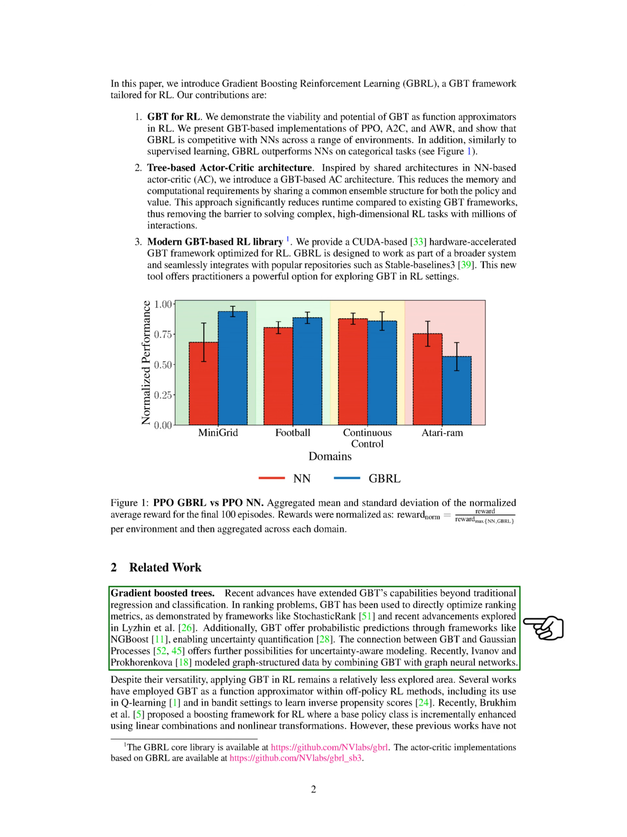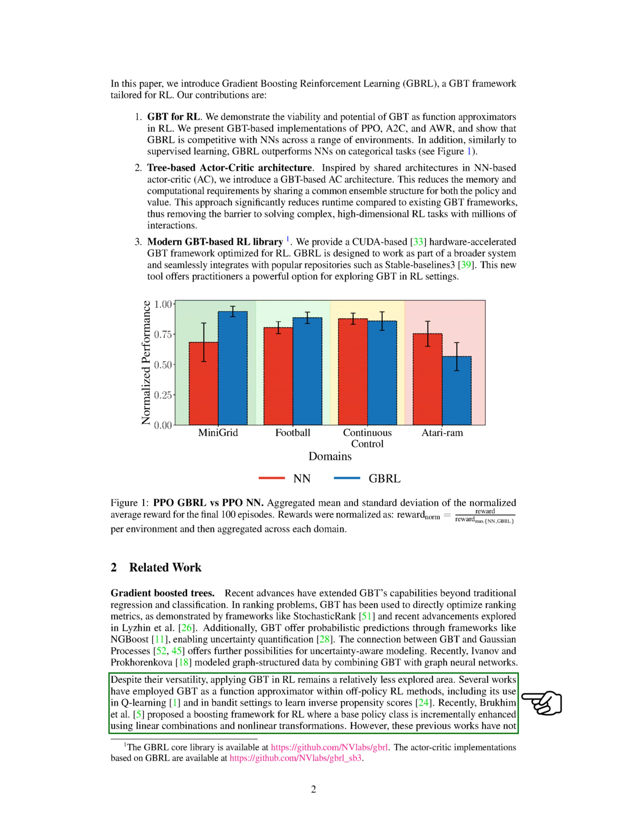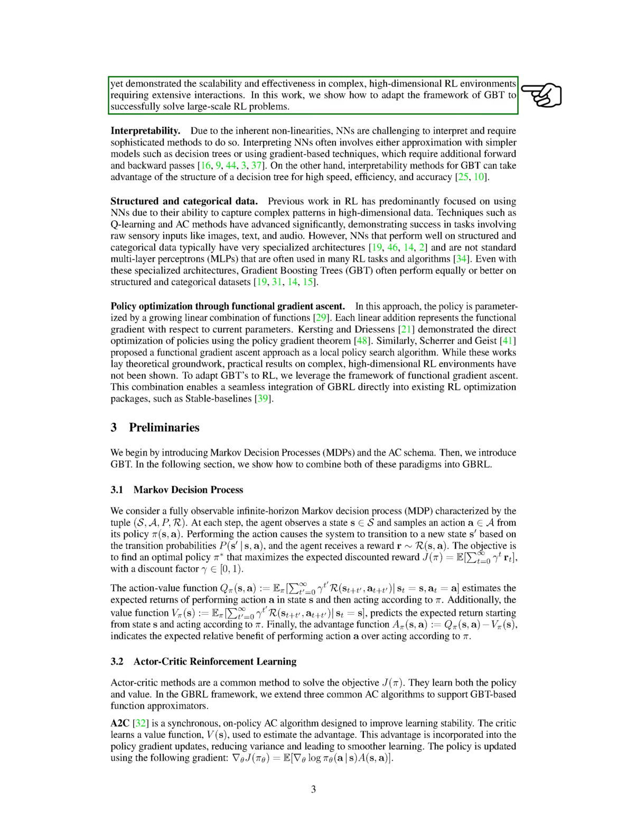GBT has been applied to ranking problems, probabilistic predictions, and uncertainty quantification. While GBT's versatility has been explored in various areas, its application in RL is still relatively unexplored. Previous works have used GBT in off-policy RL methods and bandit settings, but scalability and effectiveness in complex RL environments remain a challenge. Our work demonstrates how GBT can be adapted successfully to solve large-scale RL problems.